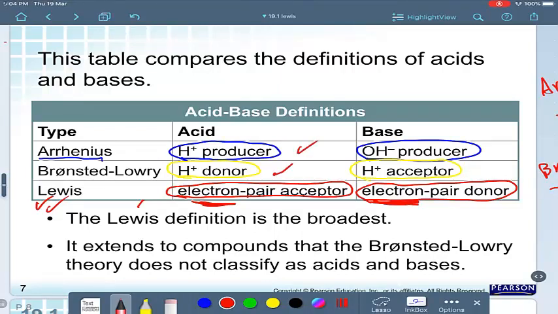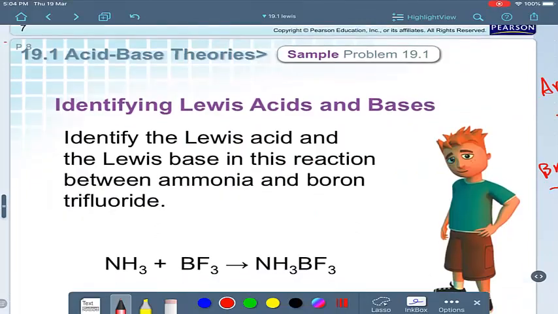But in this case and this case, some compounds maybe don't produce OH because they don't have OH, so we can't apply Arrhenius for all compounds. And also some compounds don't have H's to explain that it donates hydrogen or accepts hydrogen. So we have a problem with them. They are not wrong, but we have a problem with them because of this meaning in some compounds. But Lewis explains the meaning.